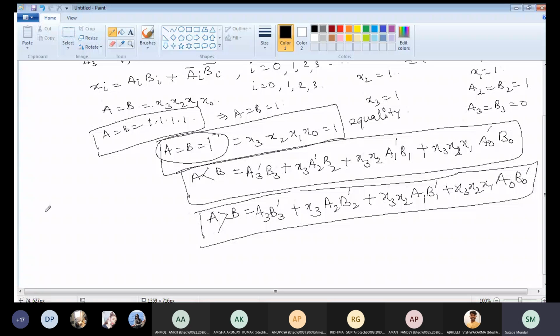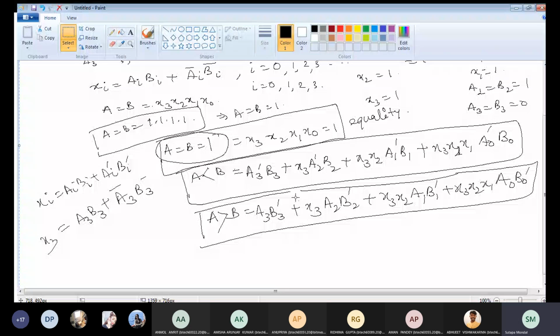Can anybody tell what the equation for x3 will be? The x3 equation will be A3 B3 plus A3 dash B3 dash, because we know xi is equal to ai bi plus ai dash bi dash. So these three expressions are for the magnitude comparator. Now you all can draw the diagram according to these expressions. So let us see how we will draw it.